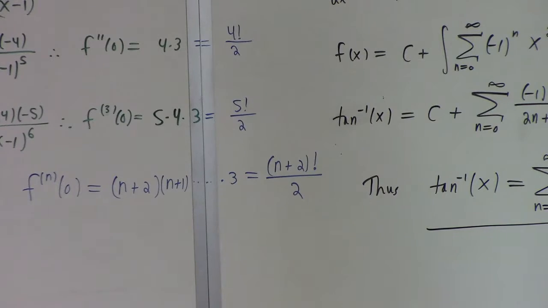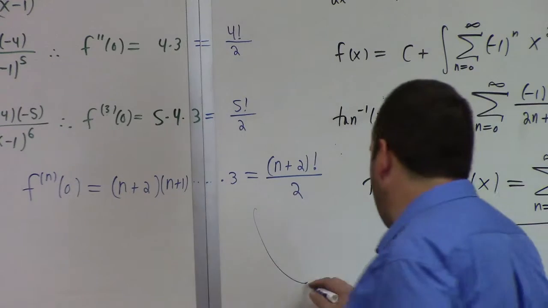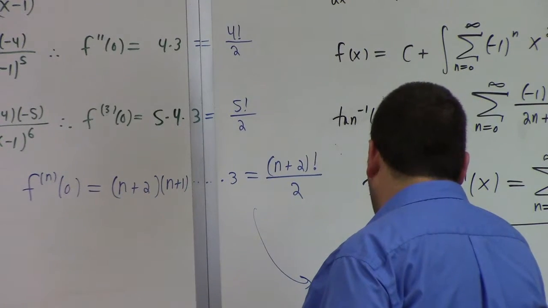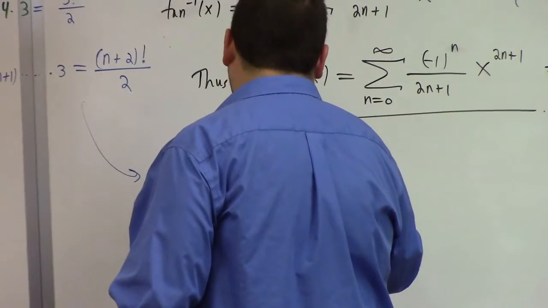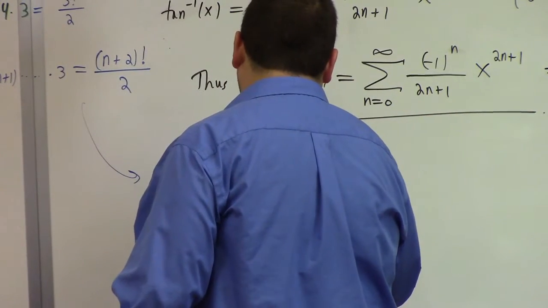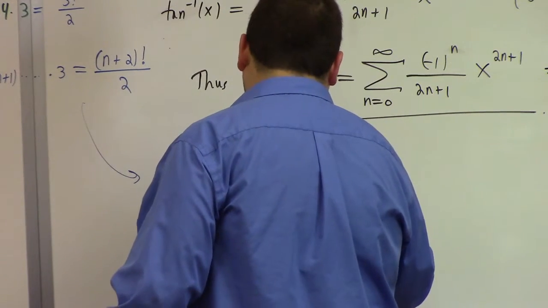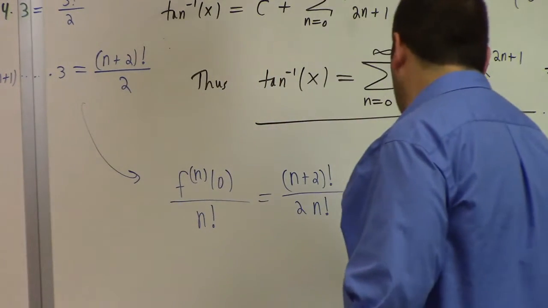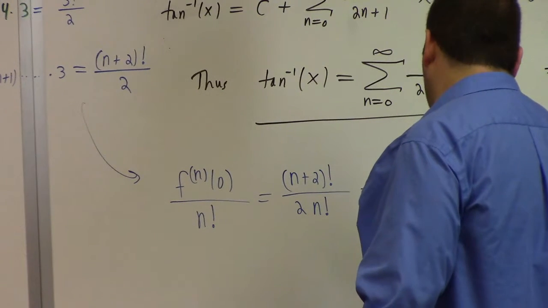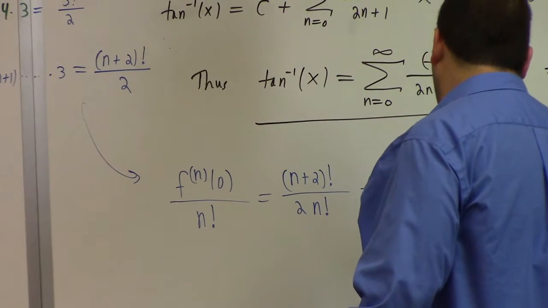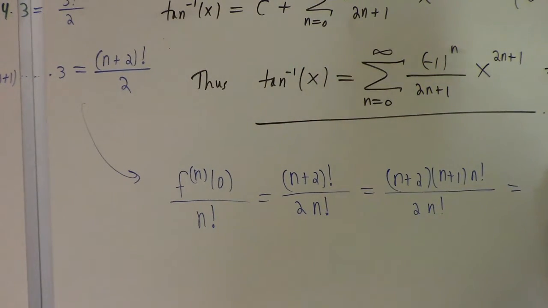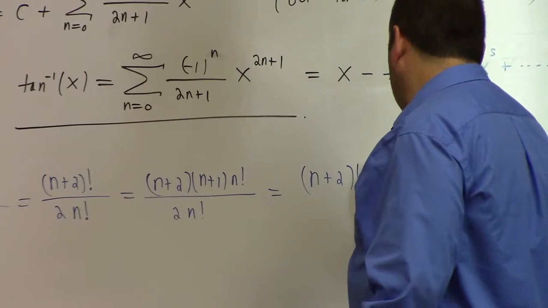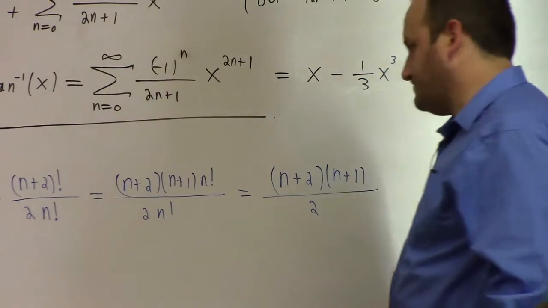Because it's almost n plus 2 factorial, it's just missing the 2 at the bottom. So therefore, if you calculate f_n evaluated at 0 over n factorial, what do you get? You get n plus 2 factorial divided by 2 times n factorial, which, by the way, is n plus 2 times n plus 1 times n factorial divided by 2 times n factorial. The n factorials cancel, and you've got n plus 2 times n plus 1 over 2.